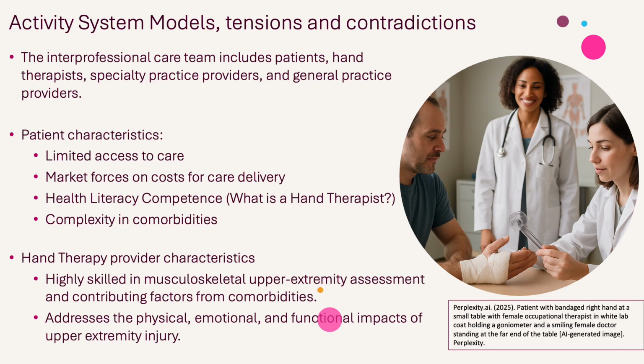On this slide, we're going to focus in on the patient and provider characteristics operating within this activity systems model. The patient characteristics, typically in those seeking hand therapy, are limited access to care, as there is an ongoing drain of hand therapy providers, market forces on costs for care delivery, health literacy competence, asking, "What is a hand therapist and what can they do for me?"